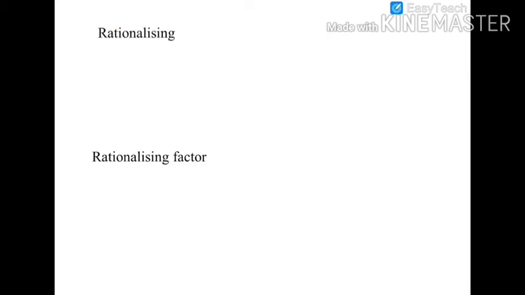Coming to the next part of the chapter, we studied rationalizing. For example, numbers like (3 plus root 2) divided by (4 plus root 2). This number has an irrational part in the denominator. So the idea is to get rid of this irrational part. So the process of getting rid of this irrational part is called rationalizing.